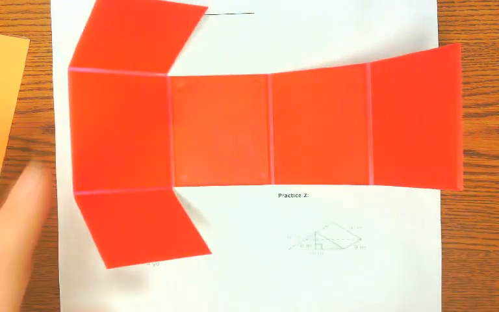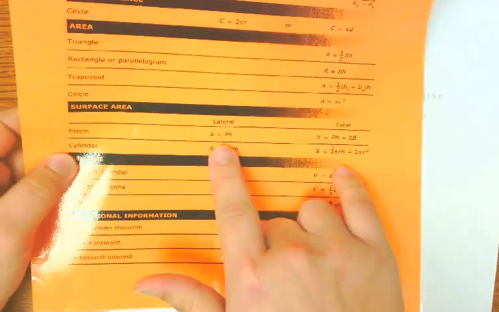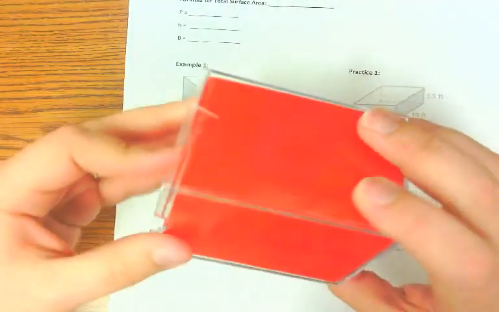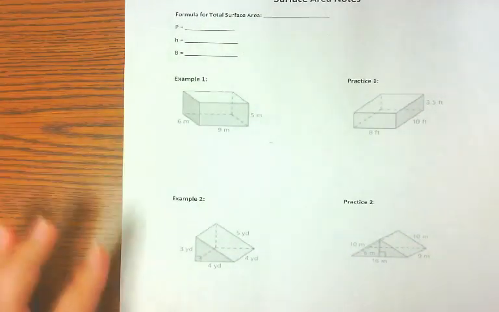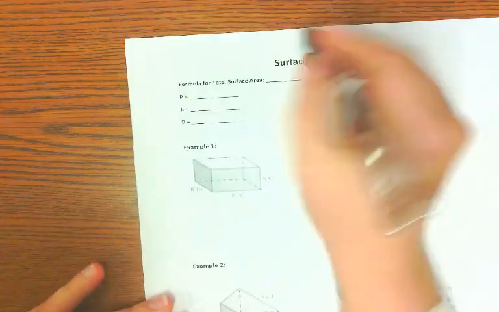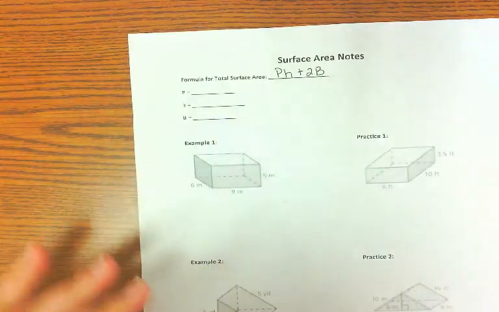This year, you will be given a formula on your formula chart. If you look down under surface area for prism, you have two. We have one for lateral and one for total. We're going to start with the total surface area. Remember that total surface area is finding the area of all of the faces. So to start off, our formula is going to be big P H plus 2 big B.